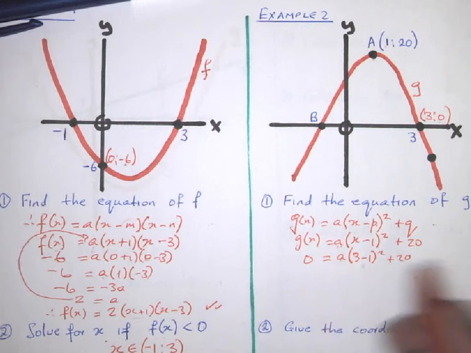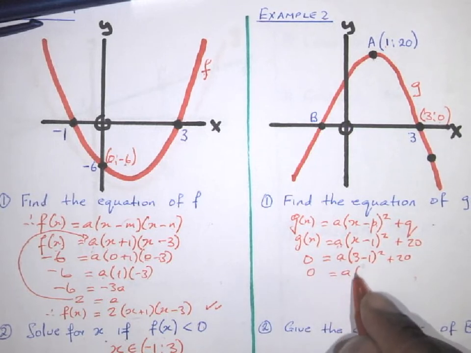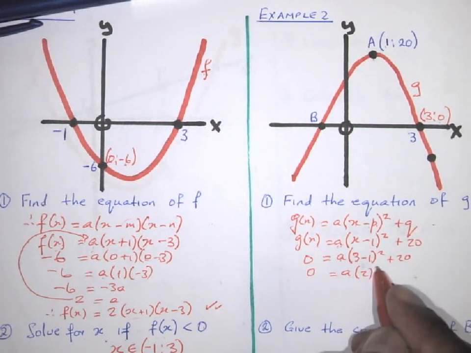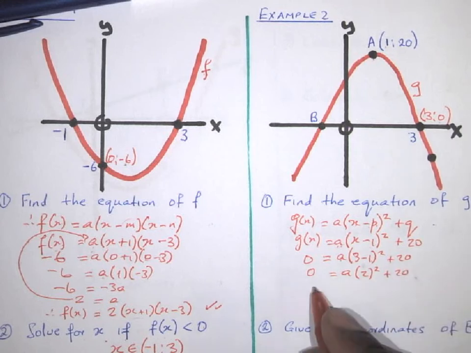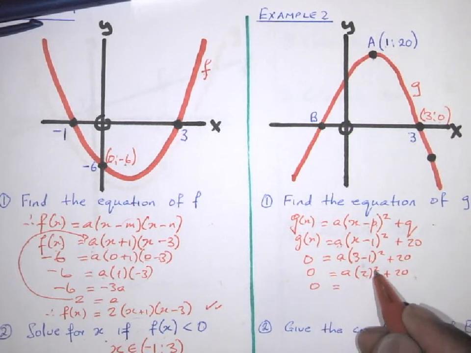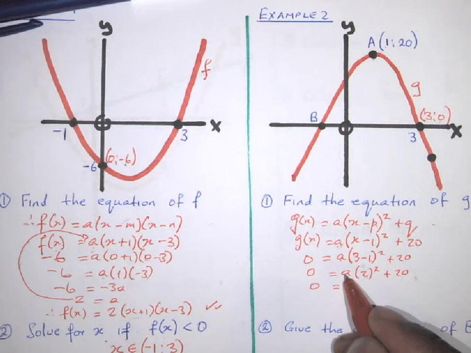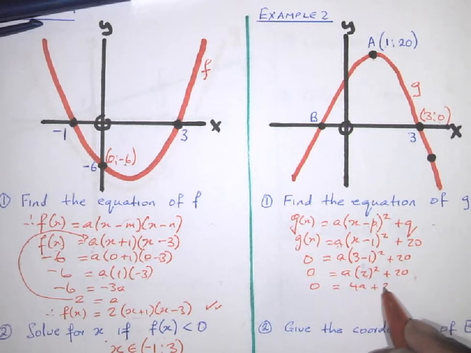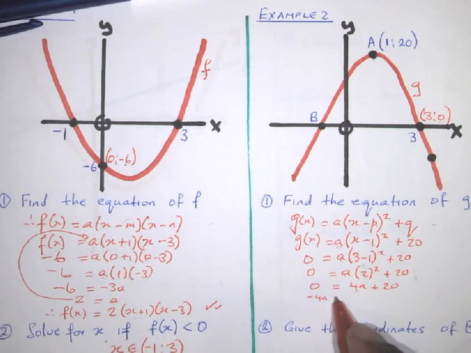Remember, I'm solving for a. So 0 is equal to a times 3 minus 1, that's 2, which is squared, plus 20. So therefore 0 is equal to 2 squared is 4, 4 times a is 4a, then plus 20. Now I'm solving for a. Take this across. Minus 4a is equal to 20 divided by minus 4. So a is equal to minus 5.